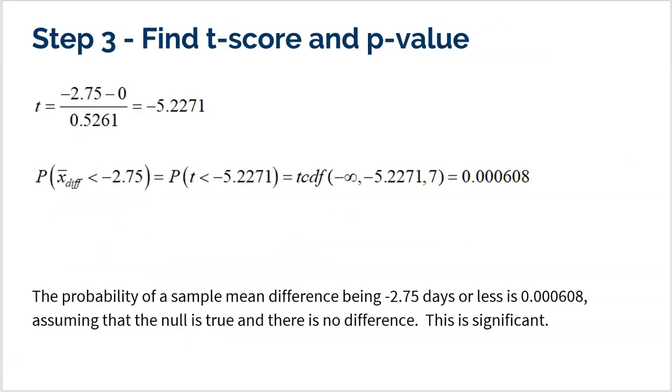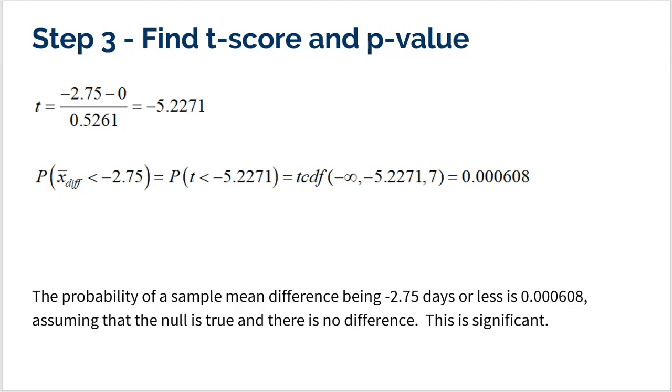So my t-score is, where is my difference located? Now remember, our difference from our calculator was negative 2.75. So I'm going to take my difference minus my mean difference, minus 0, because I'm assuming there was no difference, that was the null, and divide it by my standard error, and I get a very low t-score, negative 5.2271. That already makes me think that this is significant.